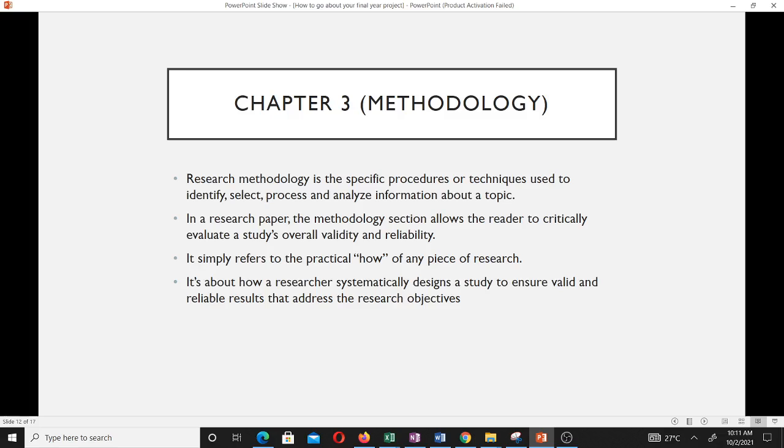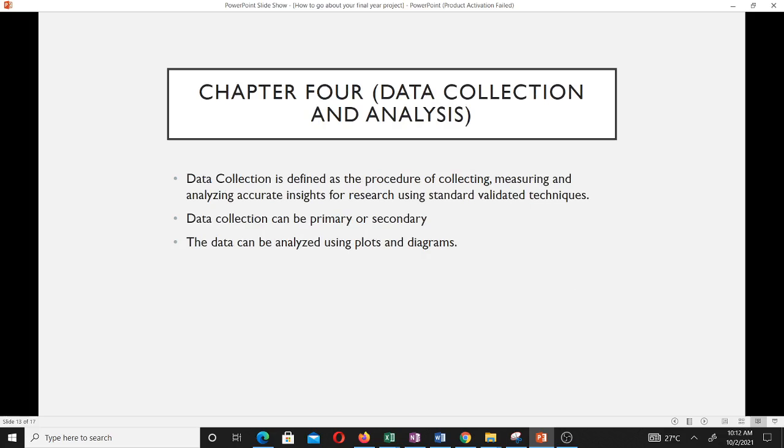You have this problem that you want to solve from your research topic, but how will you solve that? The how of it is the methodology. If you get the method to solve it, and it works, that means the problem is solved. It's about how a researcher systematically designs a study to ensure valid and reliable results that address the research objectives.